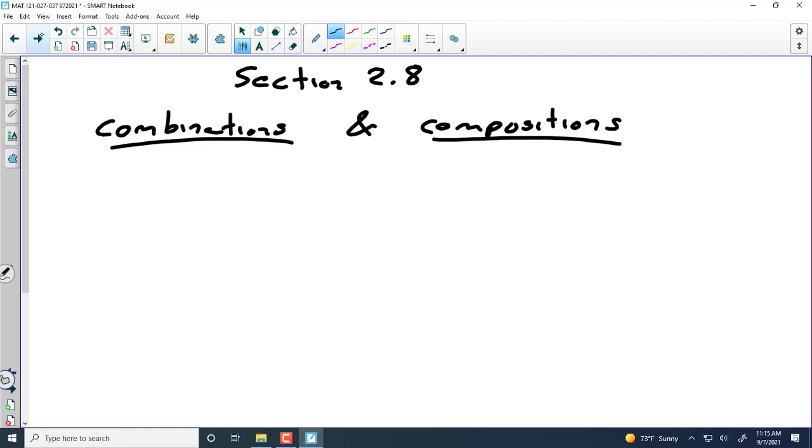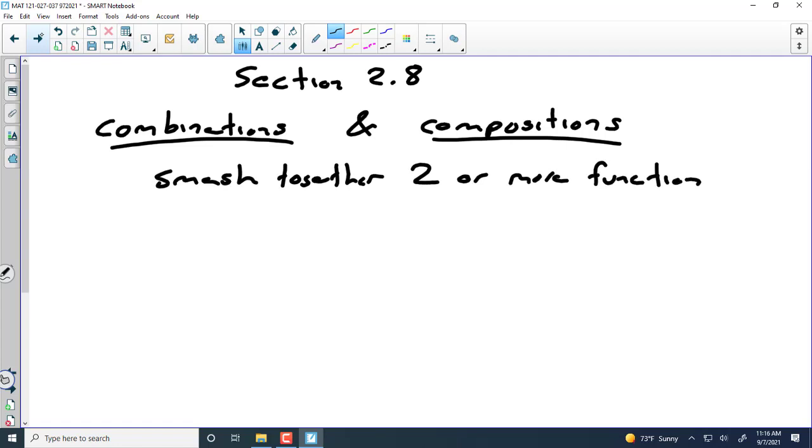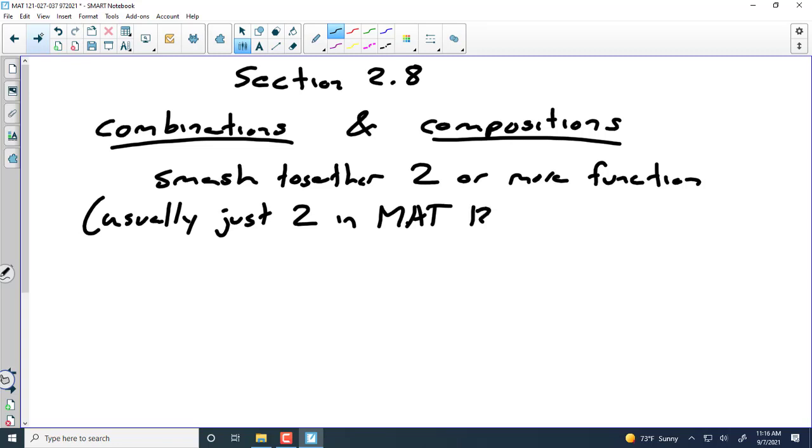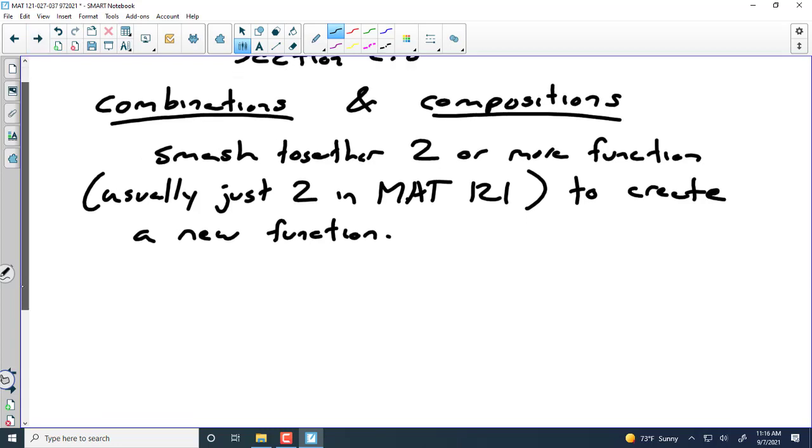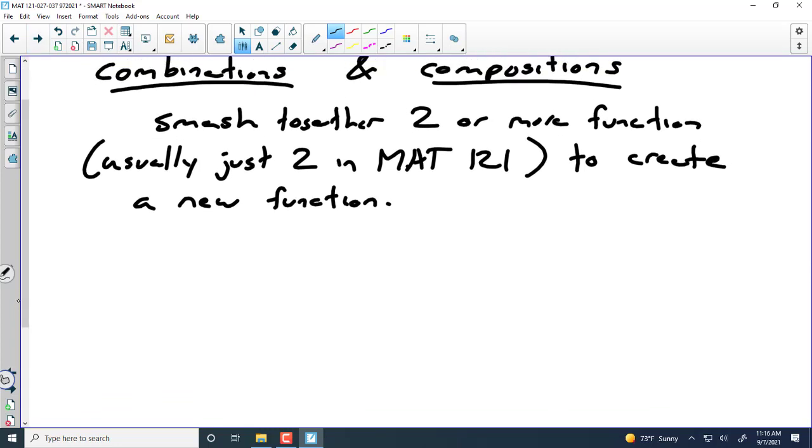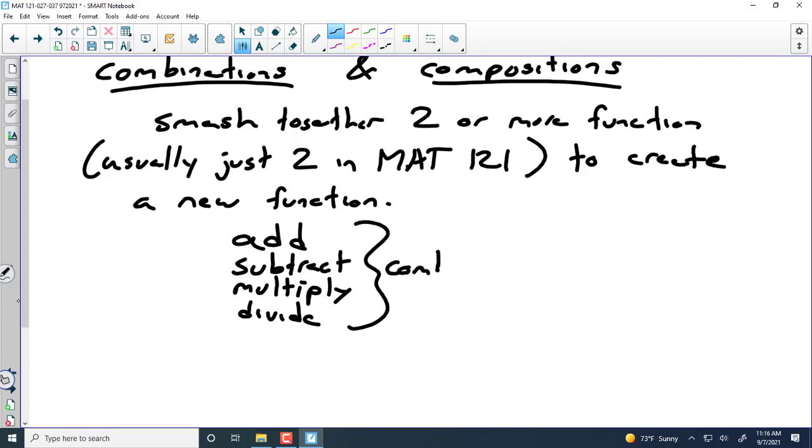What you are doing when you do a combination or composition is you are going to smash together two or more functions, usually in this class just two though, to create a new function. And there are basically 5 ways to smash two functions together in this section. You might add them, you might subtract, you might multiply, or you might divide. And these are all called combinations. No matter which one of those you do, it's called a combination.